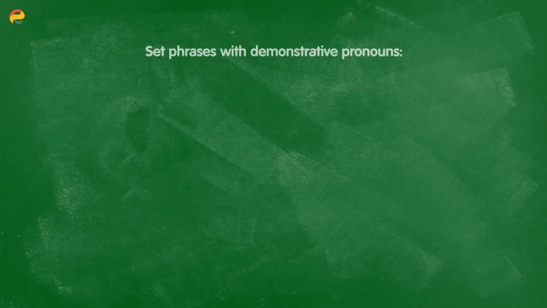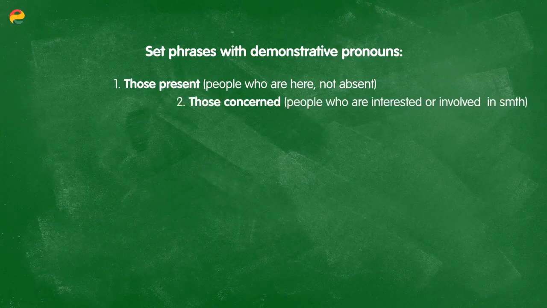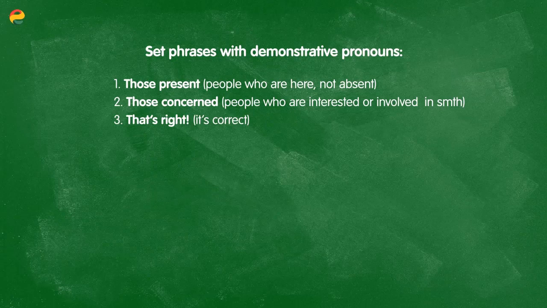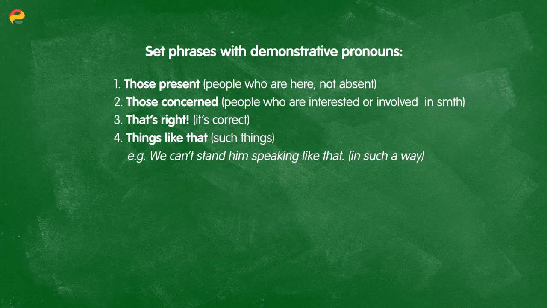And just like with reflexive pronouns, there are also some set phrases where we use demonstrative pronouns. Now let's look at a few together. First, those present. I'm talking about people who are here, are not absent. Everyone who has showed up today. Next, those concerned. People who are interested or involved or who my information applies to. Just really anyone interested or involved. Next, that's right. Here I am agreeing with you, or I'm saying that the information that you have told me is correct. Next, things like that. Such things. Other things that are like this example. Other things that are similar. Or other actions that are similar.